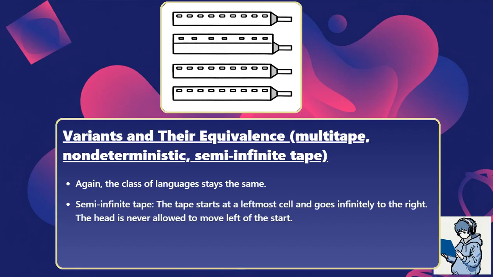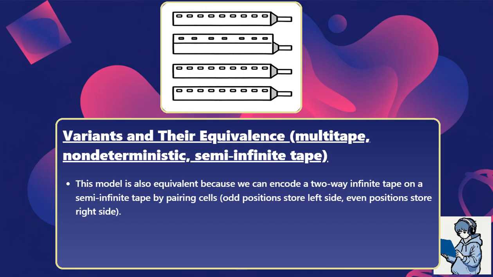Semi-infinite tape. The tape starts at a leftmost cell and goes infinitely to the right. The head is never allowed to move left of the start. This model is also equivalent because we can encode a two-way infinite tape on a semi-infinite tape by pairing cells. Odd positions store the left side, even positions store the right side.